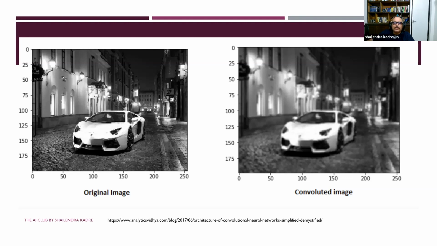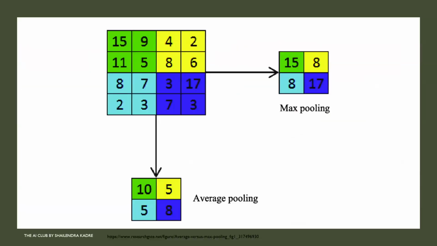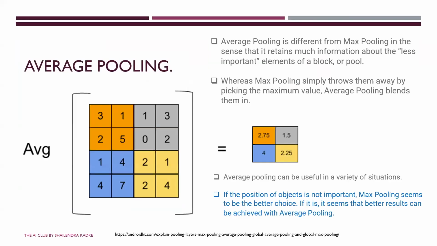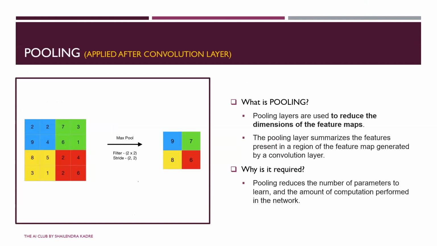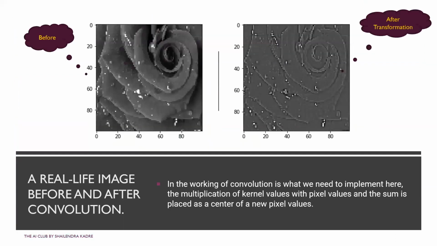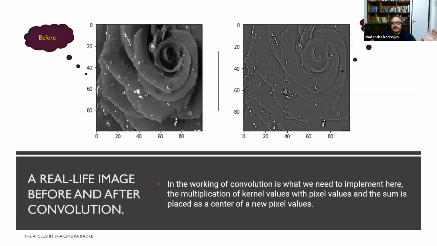But is this filtering applied uniformly throughout the image, or only to a particular area? Oh no, you can apply it throughout the image, and you can also apply a particular filter to a particular area. Both are possible. But whatever we are learning today, we are applying one filter throughout the image. So that is one example.